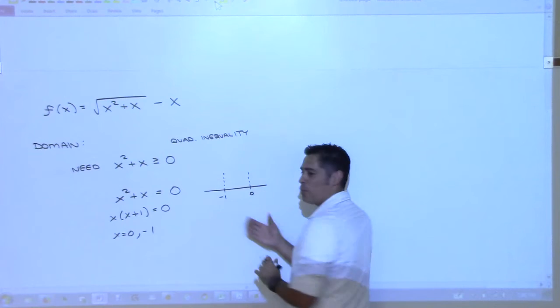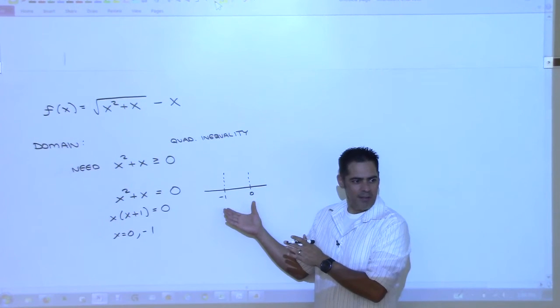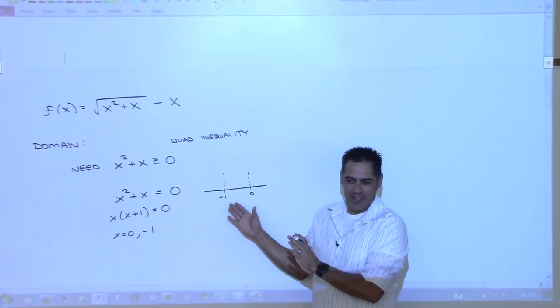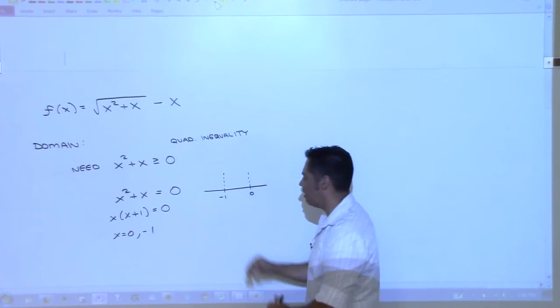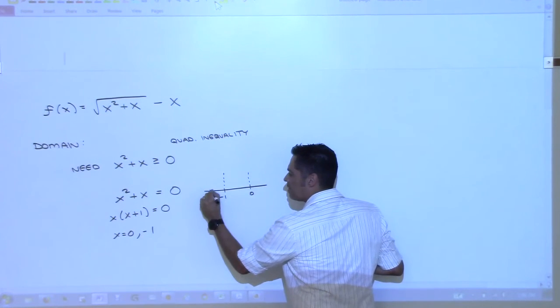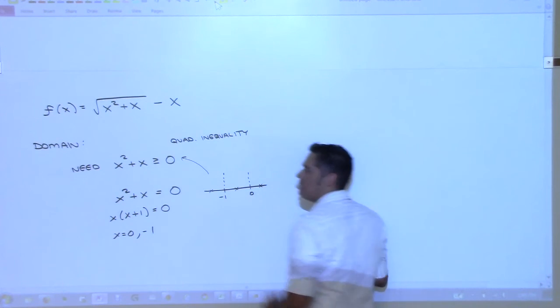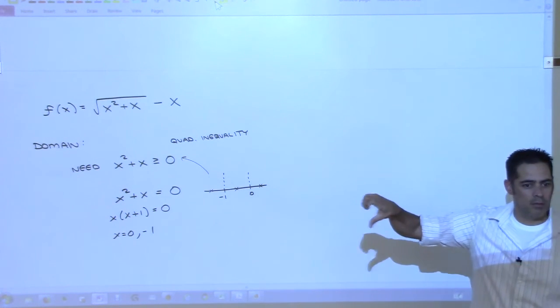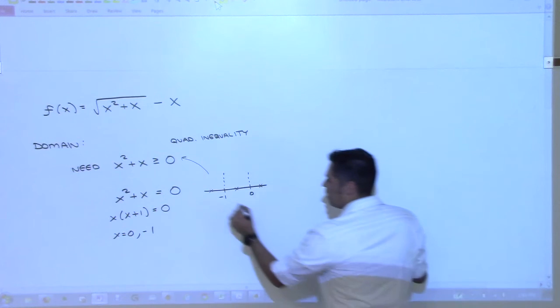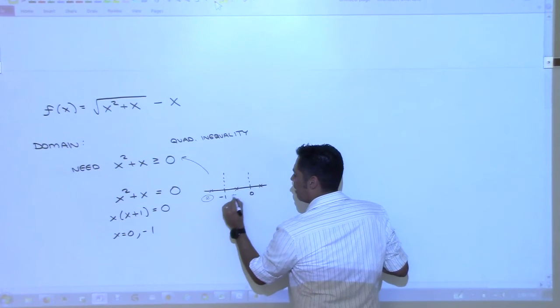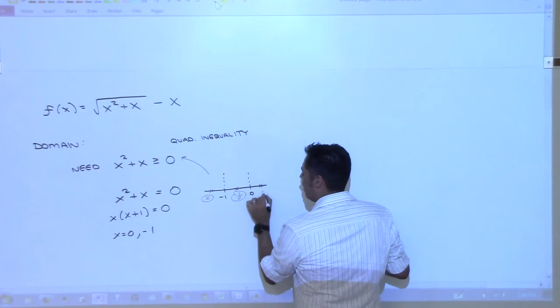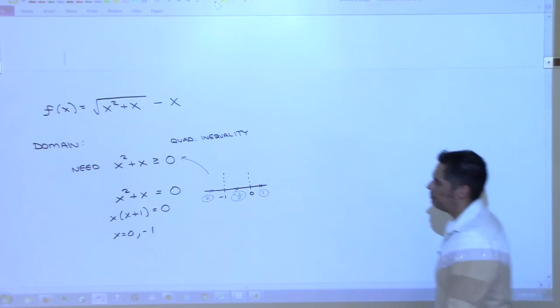and you test points. This is weird because this is kind of what we've been doing, right? But this has nothing to do with what we've been doing. This is just how you solve quadratic inequalities. And now what you do is you pick test points and you plug those into that and you see if it's a thumbs up or down. So let's pick some test points like -2, -1/2, and 1. And let's just see what happens.